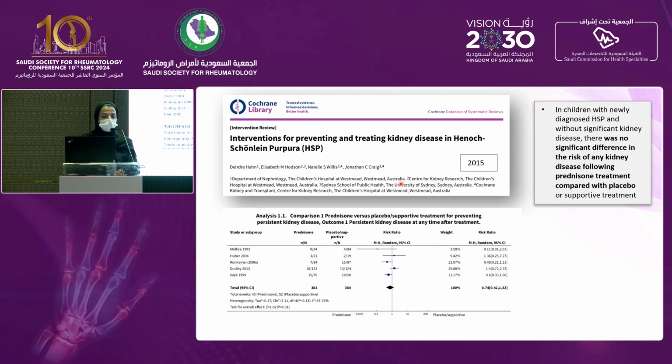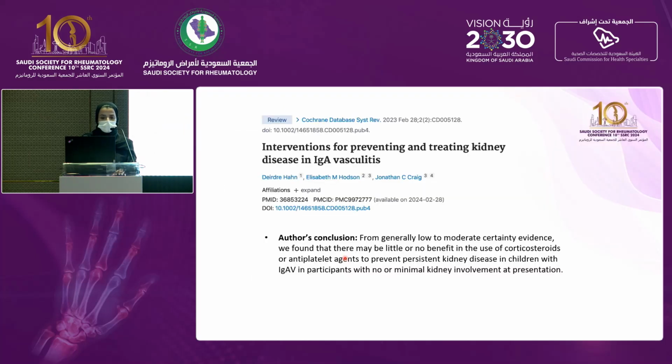So this recommendation was based on one of the largest studies, a meta-analysis, which was published in the Cochrane Library for interventions for preventing and treating kidney disease in HSP, published in 2015. They found that there was no significant difference in the risk of kidney disease between the prednisolone and placebo groups. And there will be an update of this meta-analysis in February 2024 with initially a similar finding.